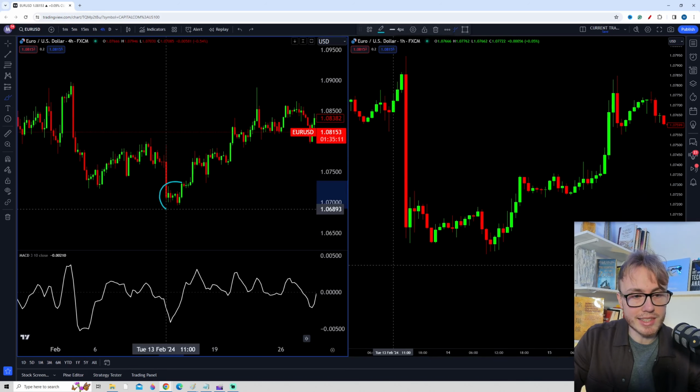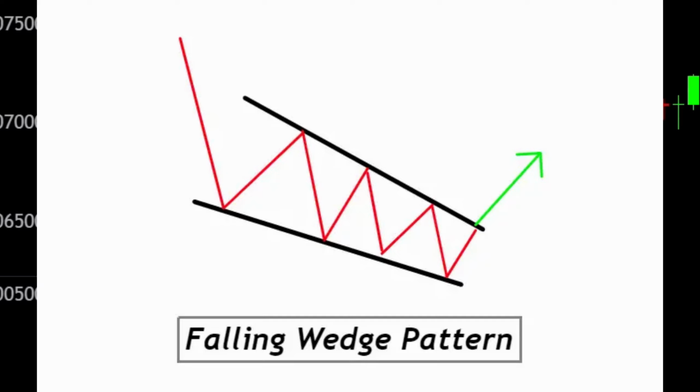In our case, you can see that the price prints one high and then a lower high. The price also prints consecutive lower lows. But the range here is getting tighter and tighter. So here we have a falling wedge.